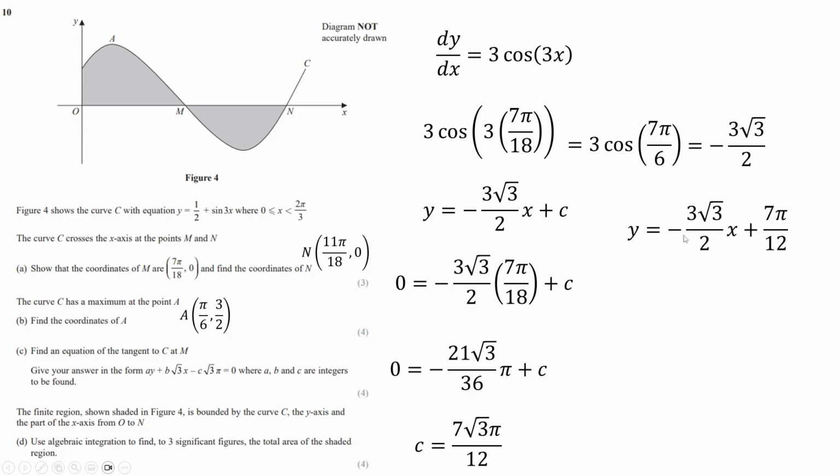And then we want to multiply by 12 and then add this x and subtract this because we want it in this weird form. You've got that, and that's it.